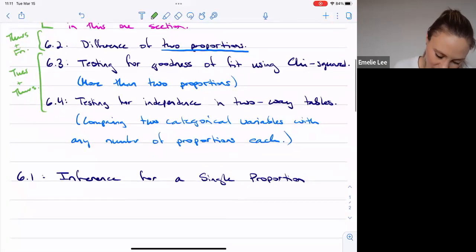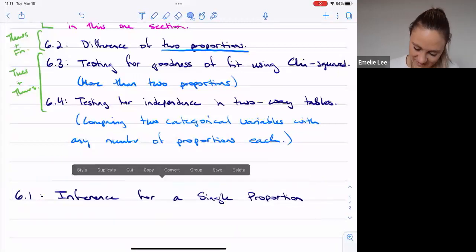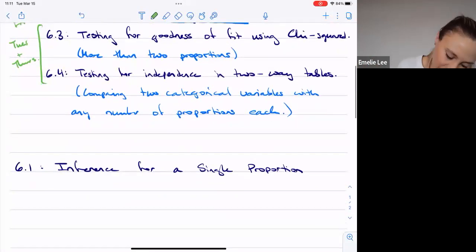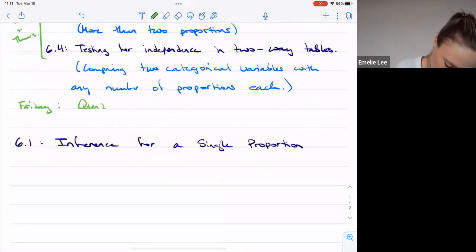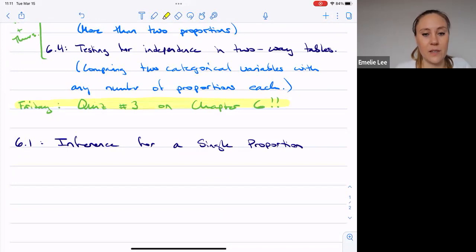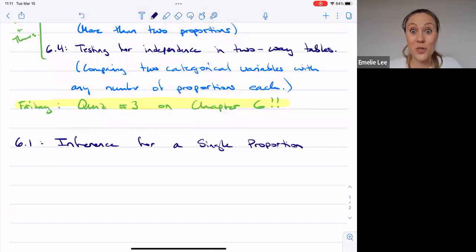So picking up quick here. I had forgotten, so I'm going to bump this down. Well, I hadn't forgotten. I just didn't think it would happen so soon. Okay. And then on the Friday, quiz number 3 on chapter 6. Okay. Too soon. No, we've got time, right?